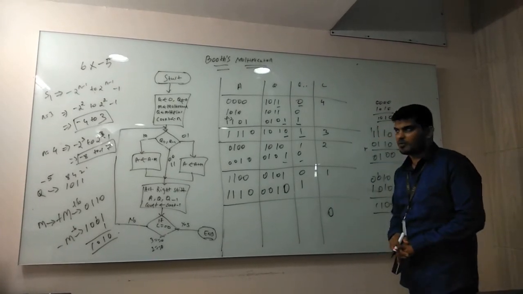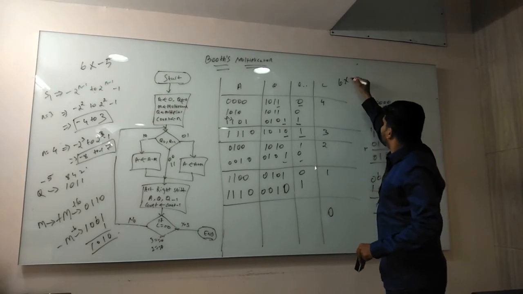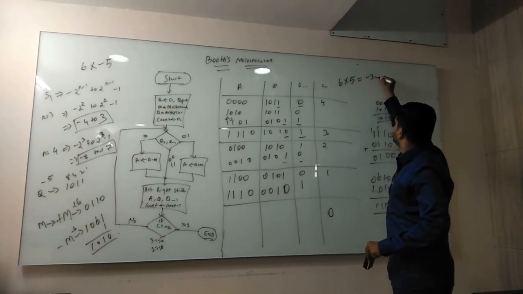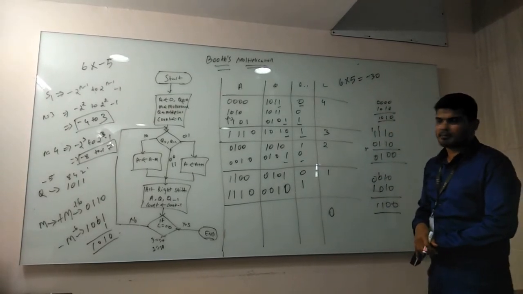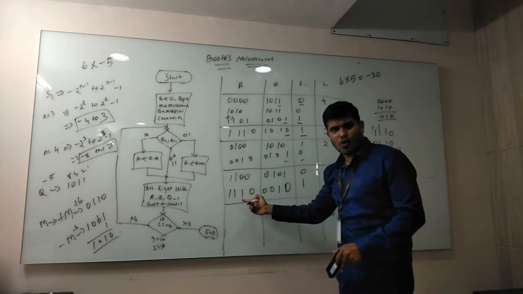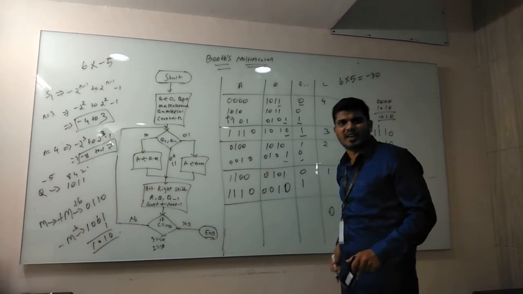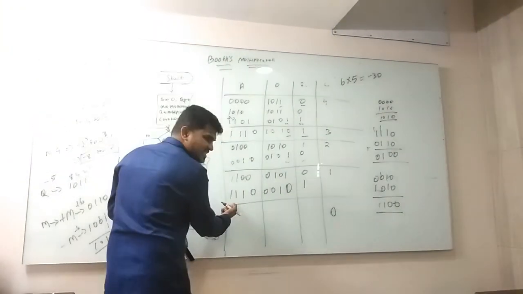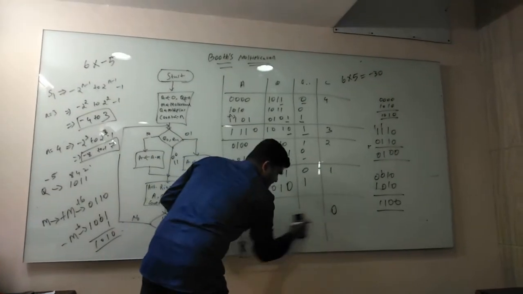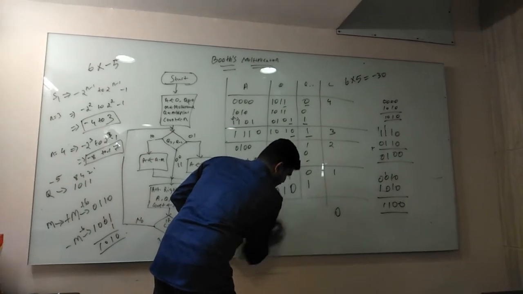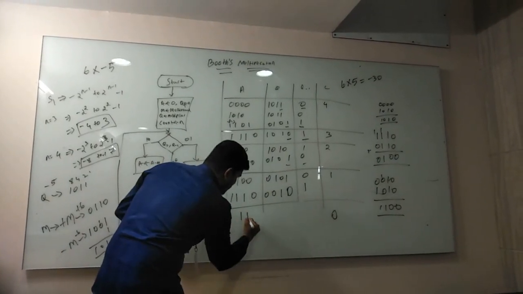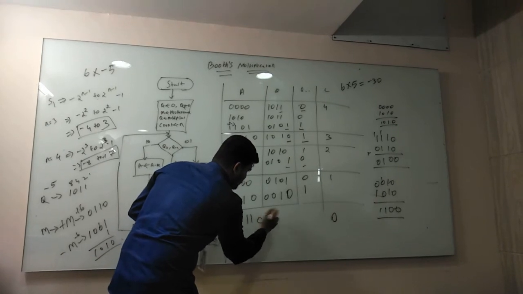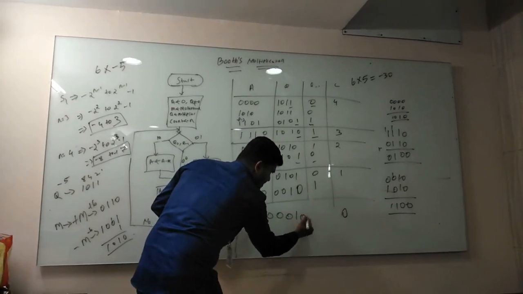Once you stop, what are we expecting? 6 into 5, which is minus 30. Now, you need to do one more step for 6 into 5 for negative numbers. Okay, so what you do is, you leave out the first bit, that is, the given output is 1, 1, 1, 0, 0, 0, 1, 0.